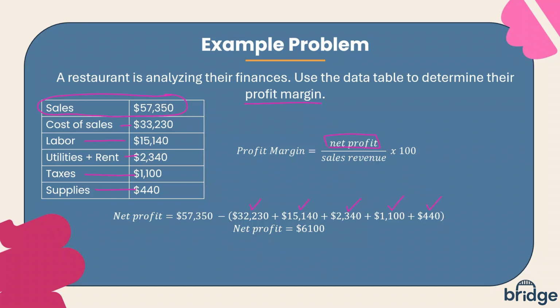So the net profit, even though the register says that the revenue was $57,350, we really only made $6,100 of net profit here. So our profit margin is to take our net profit, $6,100, that's what goes up in the numerator, and divide it by the sales revenue, which we've already identified in the problem as $57,350. Our profit margin comes out to be 10.6%. That means for every dollar that the restaurant earns in sales, just over 10 cents becomes actual profit.